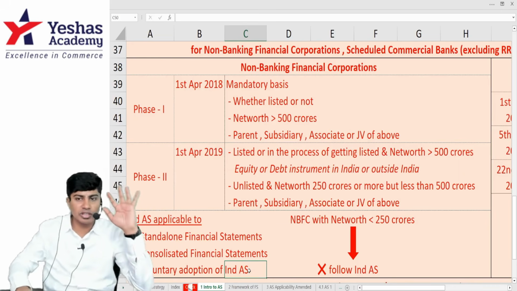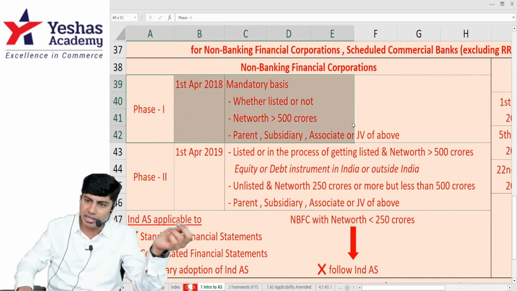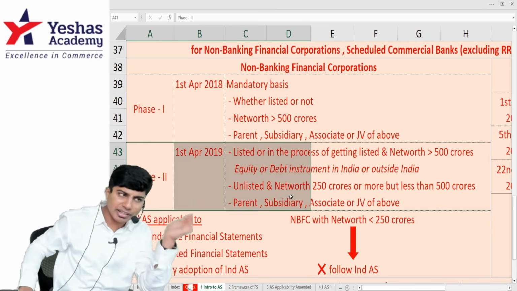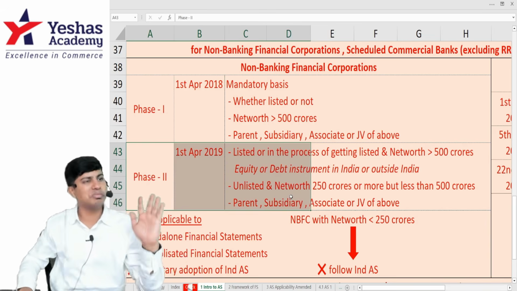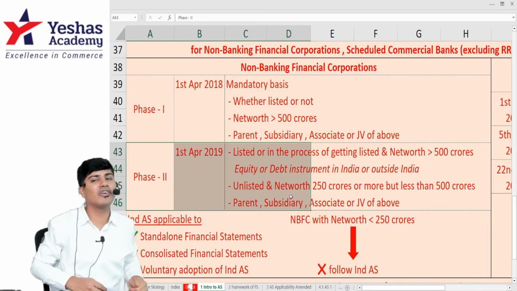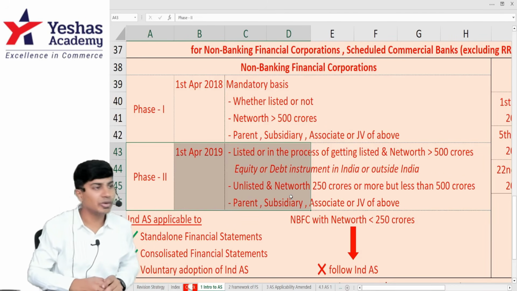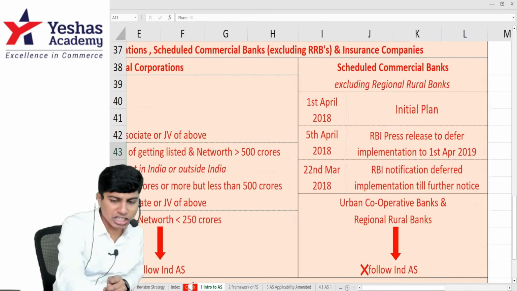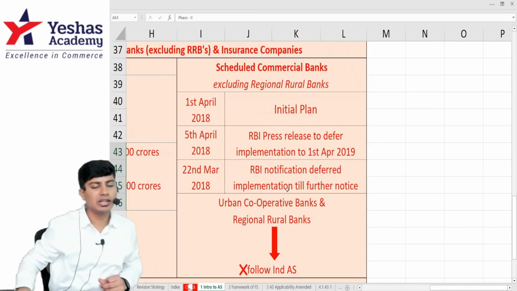If your net worth is more than 500 crores from April 18, or more than 250 crores from April 19, Ind AS is applicable to NBFC. If it is less than 250, not applicable. But I want to follow. Can I follow? No. You understood the NBFC category? Come on, let's go to commercial banks.